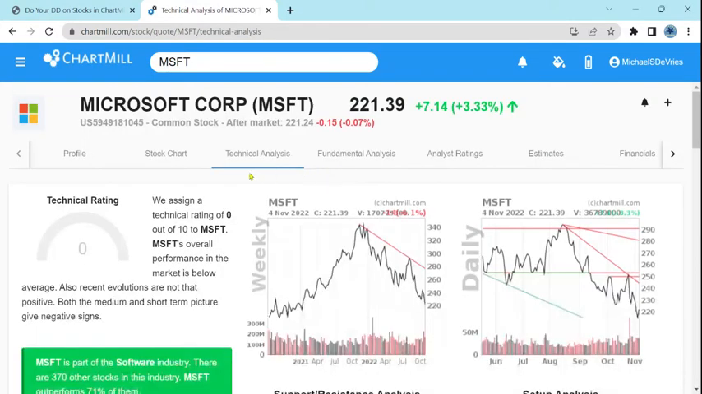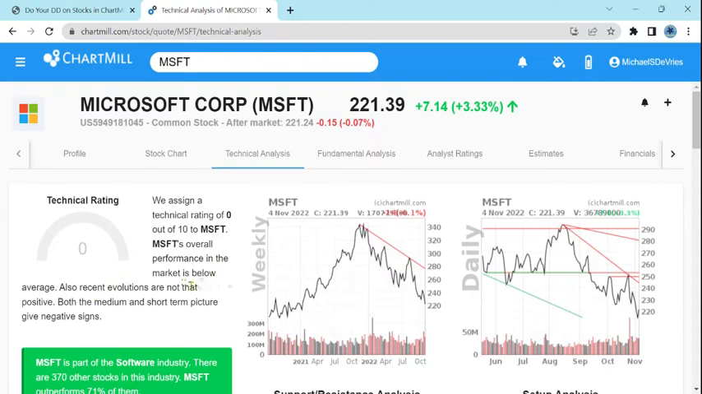Okay, let's look at all the information available on the Technical Analysis tab within ChartMill for any given stock, any given symbol, for doing our due diligence on a given stock. When we click on the Technical Analysis tab, we very quickly get an overall technical rating for that particular stock. In this case, this is a score out of 10. In this case, Microsoft, as of November 6, 2022, is scoring 0.